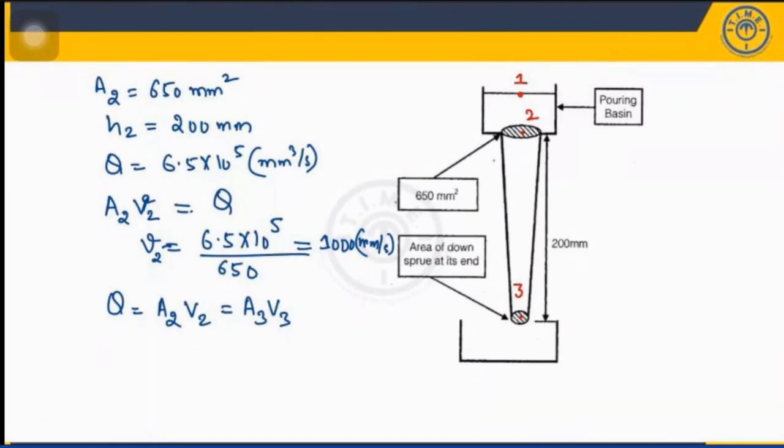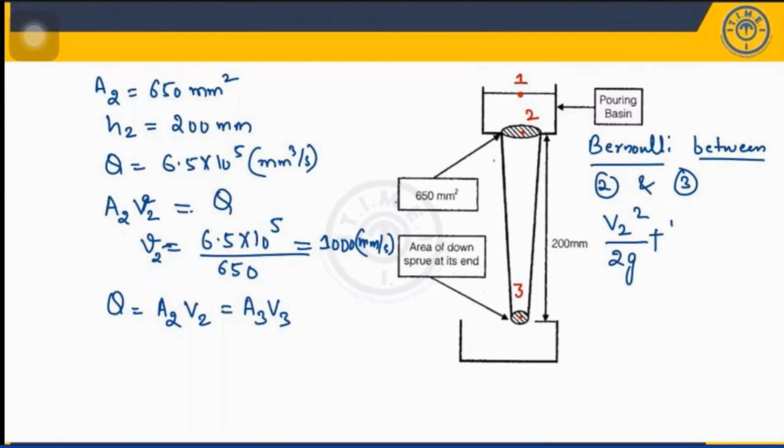What is the Bernoulli equation? I think you have read it in fluid mechanics also. I will apply the Bernoulli equation between 2 and 3. Why? Because the velocity at point 2 I know, and the velocity at point 3 I have to calculate. So V2 square by 2g plus the total height H is equal to V3 square by 2g. The pressure at this point is open to atmosphere, so in gauge it will be 0. So the pressure will be constant only.